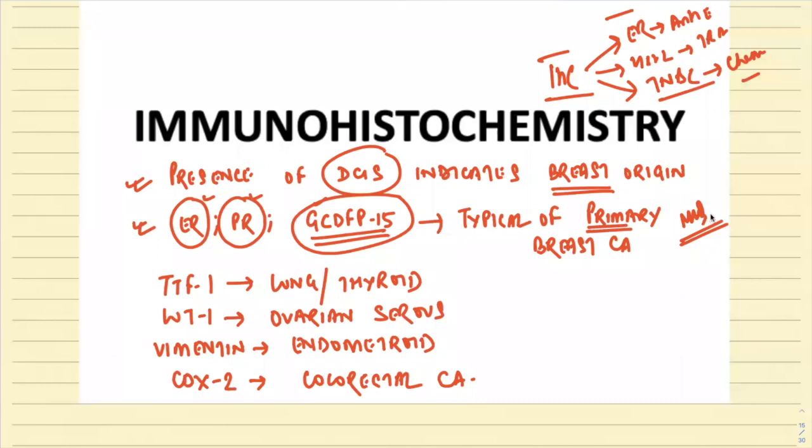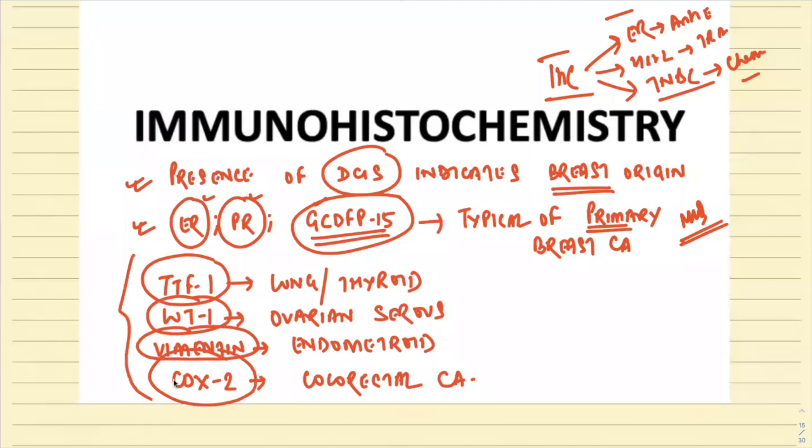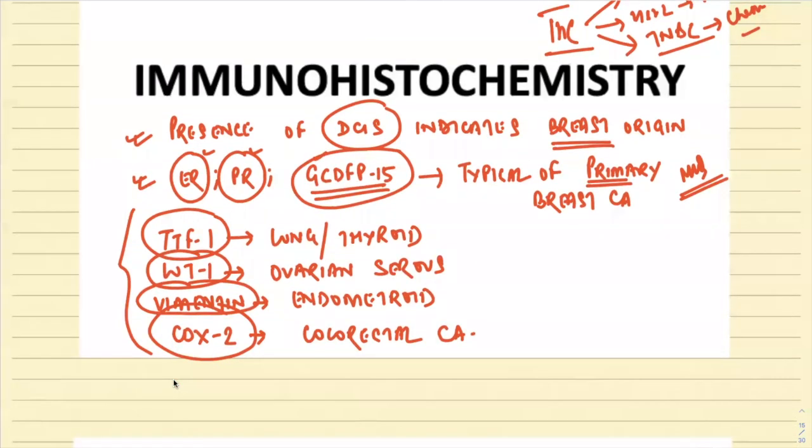Okay. Now, if you have to give a panel of markers to rule out metastasis to the breast, which markers will you give? Lung or thyroid carcinomas can go, so we will give TTF1. If it is positive, that means the origin is from the lung or the thyroid. Then we use WT1. If it is an adenocarcinoma arising from the ovarian serous tumor, then it is WT1 positive. If it is the endometrioid variety of ovarian carcinoma, it will be Vimentin positive. And to rule out colorectal carcinoma, you give CDX2. So these are all the additional markers to rule out metastasis from other sites. Okay, clear everyone? Immunohistochemistry. What are the markers you are going to do?